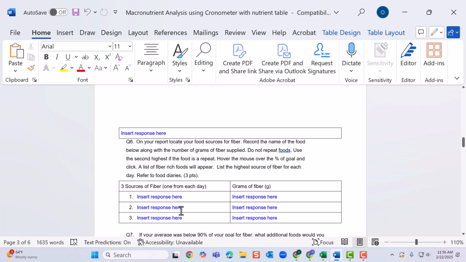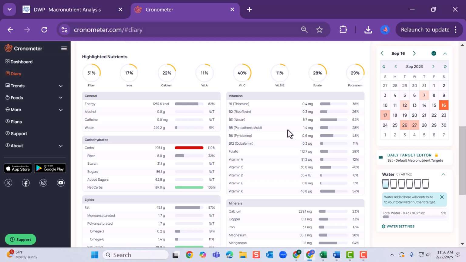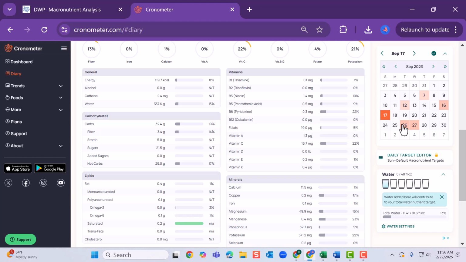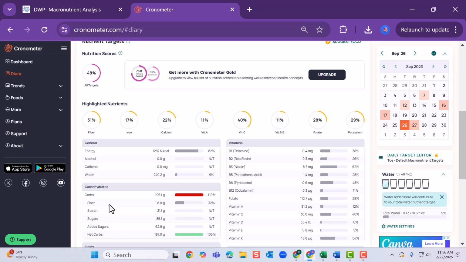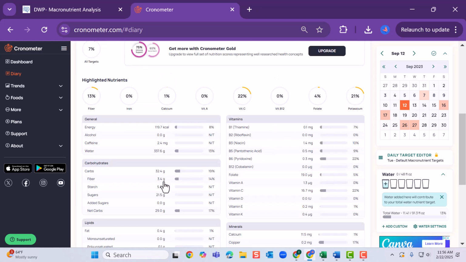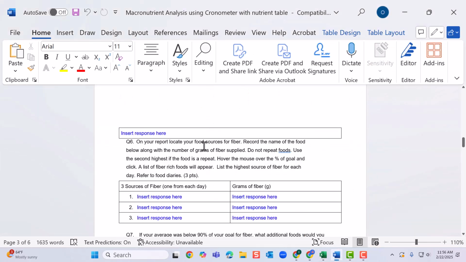Now day 2. So then I would go back to my Cronometer app and I'll find day 2. Notice my fiber was really low on day 2. We'll pretend this is day 2. And if I hover over the percentage, it says I had a banana, and that was the highest on day 2. That was 2.3 grams. So I'm going to go back to this and type in banana, 3.2 grams.